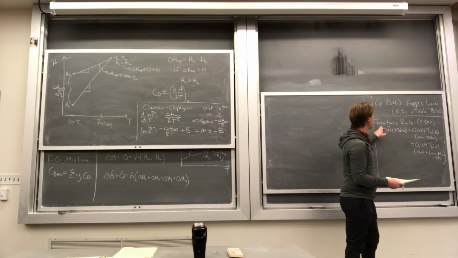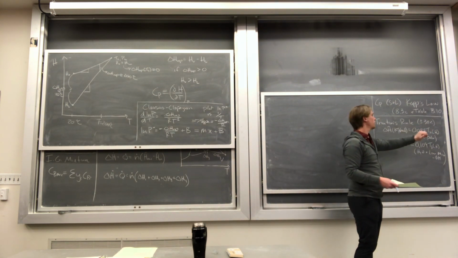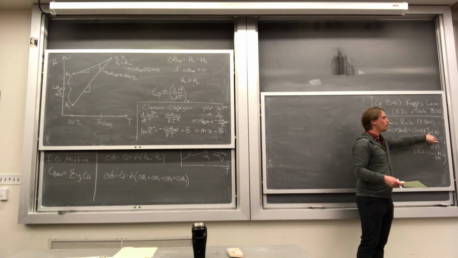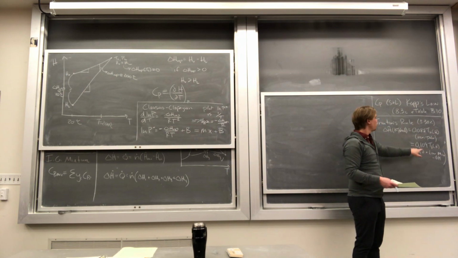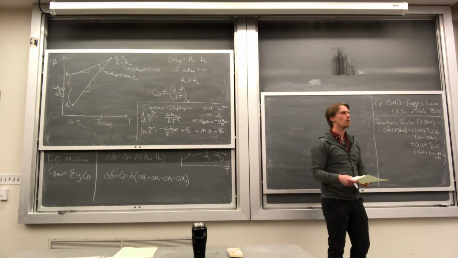This is Trouton's rule. This is estimating the heat of vaporization to plus or minus 30%, so not particularly good, right? It is 0.088 times the boiling point in degrees Kelvin for nonpolar systems, or 0.109 times the boiling point in Kelvin for water or low molecular weight alcohols.